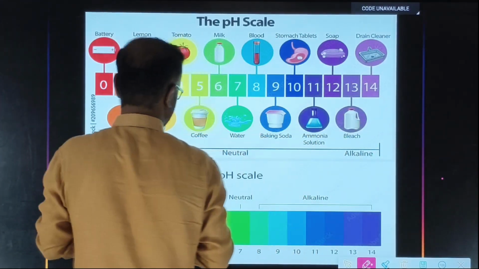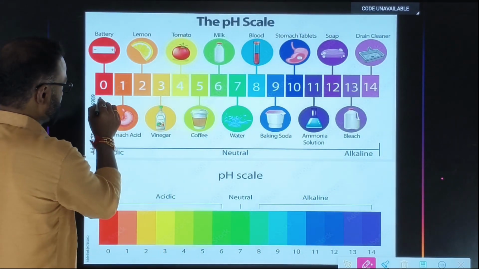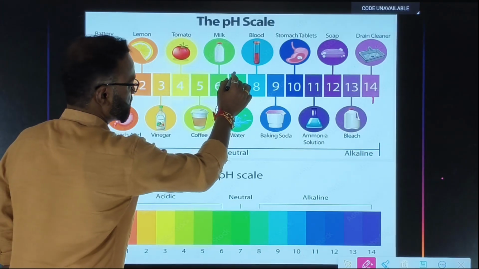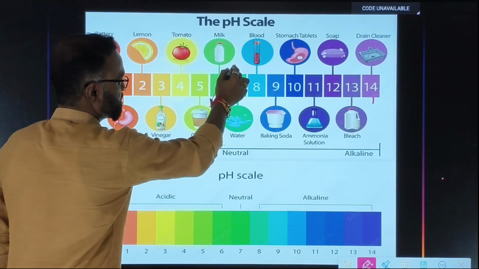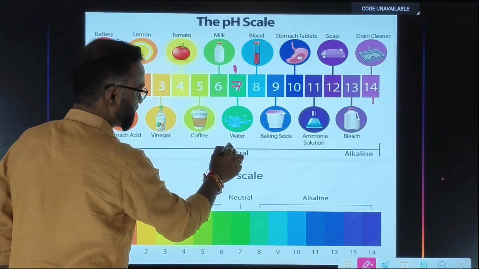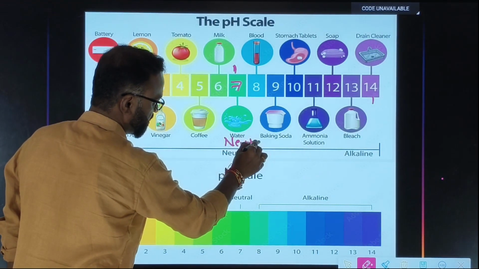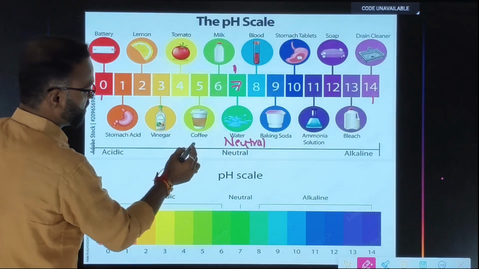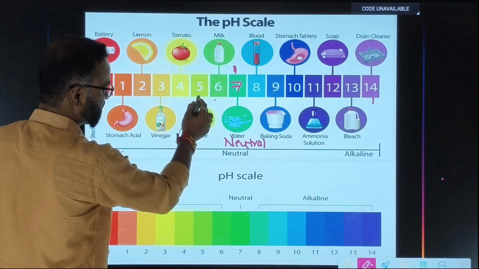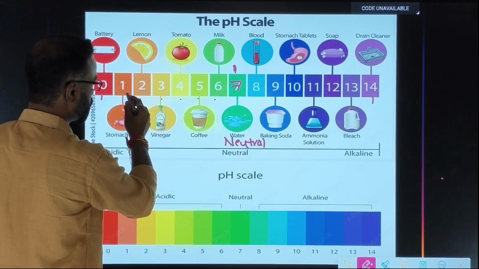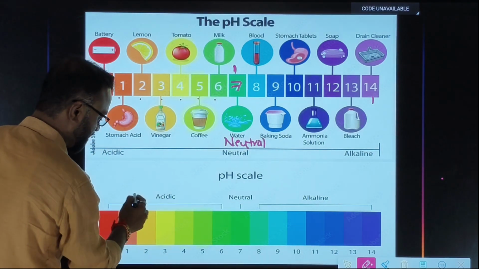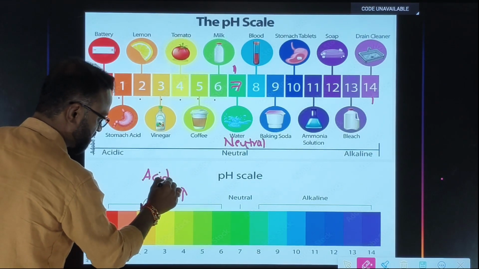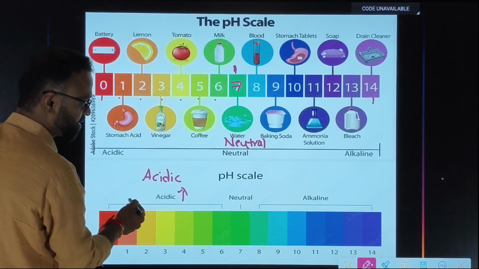Okay, see here. The pH scale reading is from 0 to 14. Remember, 0 to 14. If the pH value of the solution is 7, that is neutral. Now listen carefully. When we start going below 7, to 6, 5, 4, 3, 2, 1, the acidic nature will increase. The acidic nature will increase as we go lower than 7.